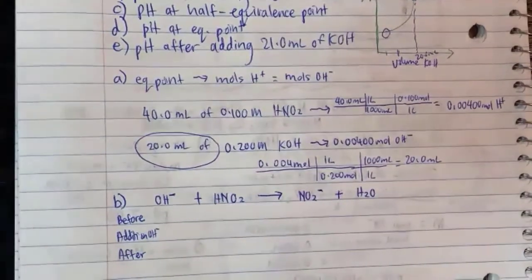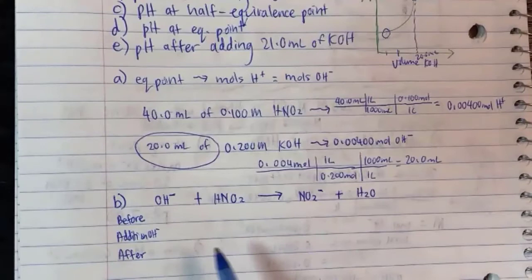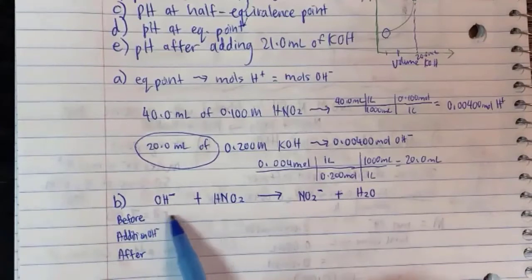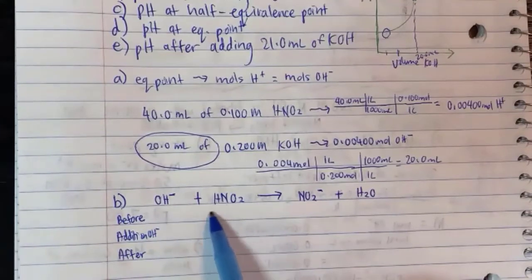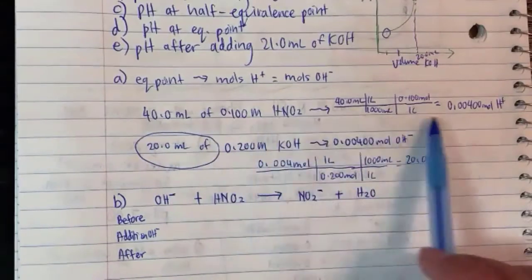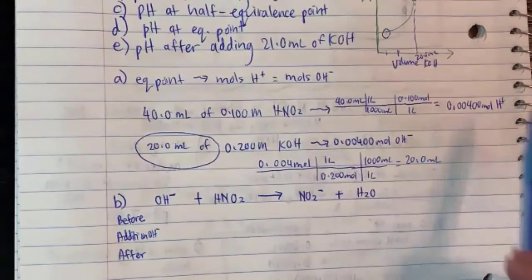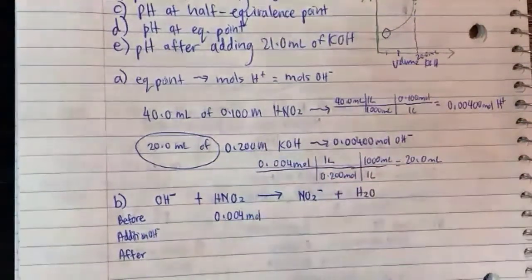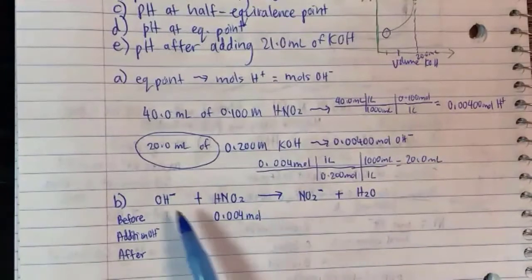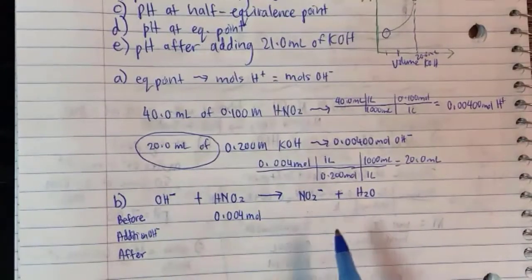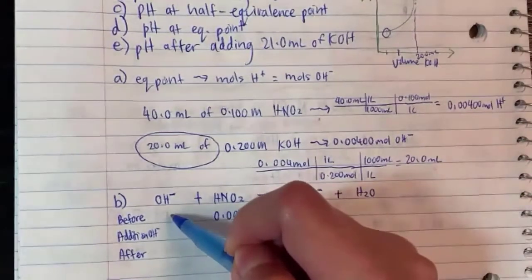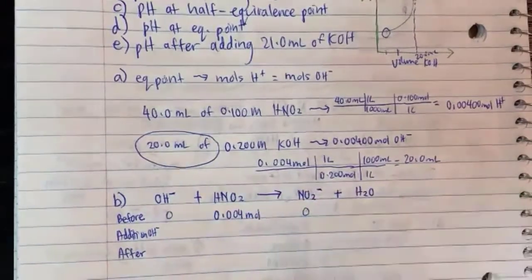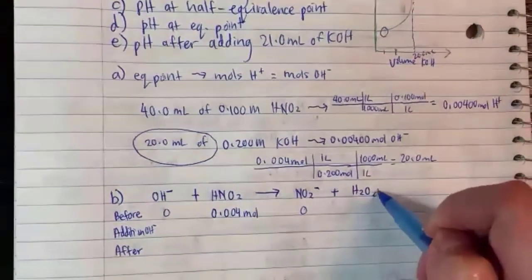Okay, so before addition of OH, we need to find out how many moles of HNO2 were there before we put in any OH. Well, we calculated that earlier, right? We calculated the moles to be 0.004. So I'll put this down. And before you add any hydroxide, there's none of these guys either, so we'll put 0 and 0. And water is liquid, so we don't worry about it.